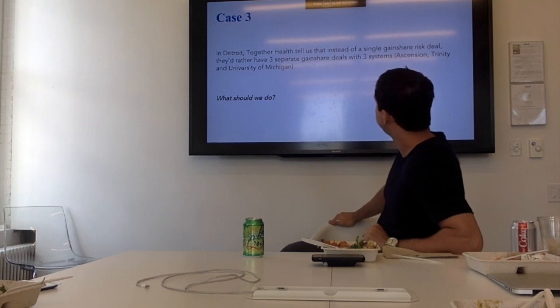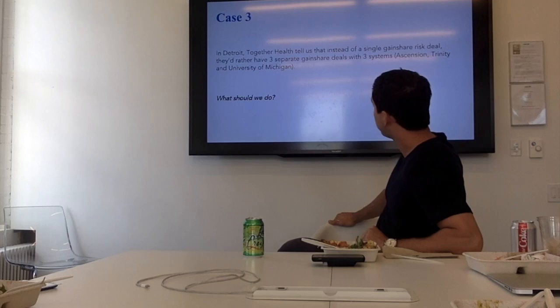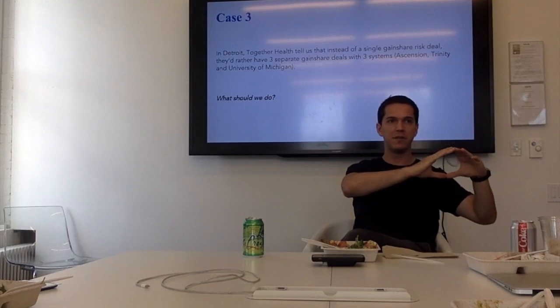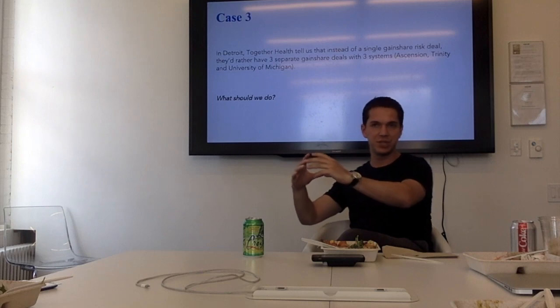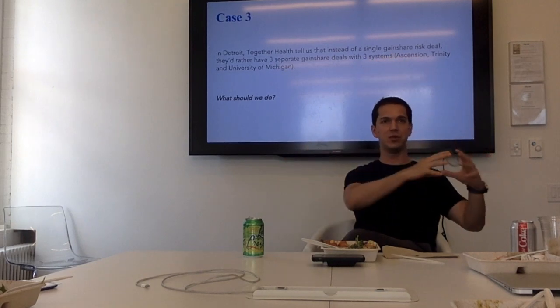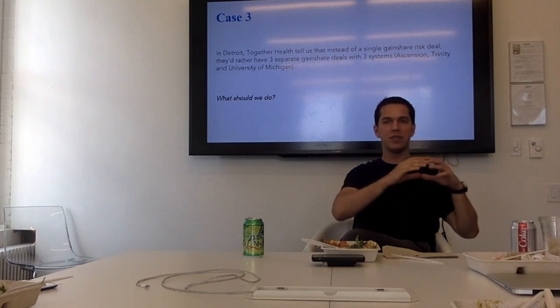In Detroit, Together Health tells us that instead of a single gain share risk deal, they'd rather have 3 separate gain share deals with 3 downstream systems: Ascension, Trinity, and University of Michigan. For folks who don't know, Together Health is an umbrella organization that sits above Ascension, Trinity, and University of Michigan, and we contract with Together Health, and in so doing get access to those 3 systems.